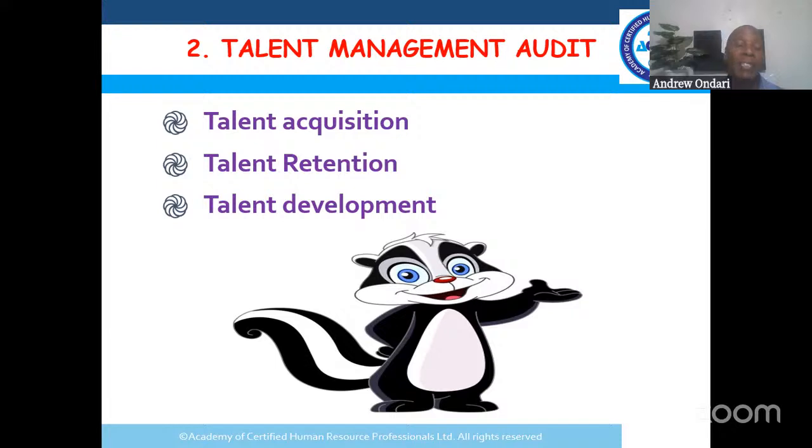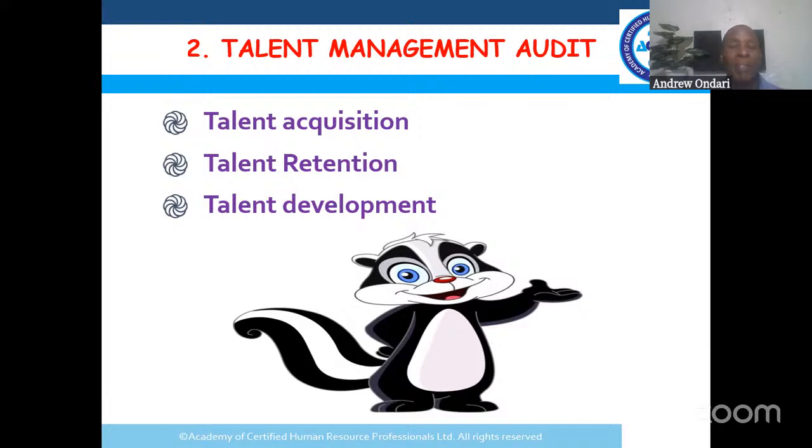Then talent retention is keeping the people with those qualities. And talent development is improving the skills and the knowledge of people because of changes in the environment, or the need to ensure that people are relevant, because we know that certain skills become obsolete, they have a shelf life.